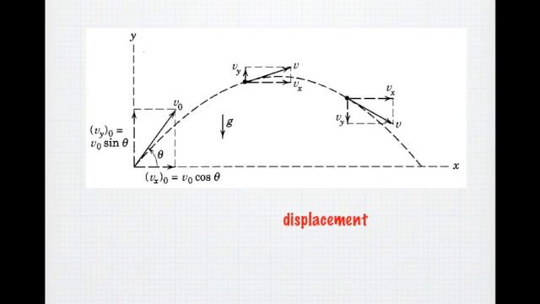Displacement. By integrating the velocity equations, we get the displacement equations. So that's x equals V0 t times cos theta and y equals V0 t times sine theta minus half g t squared.